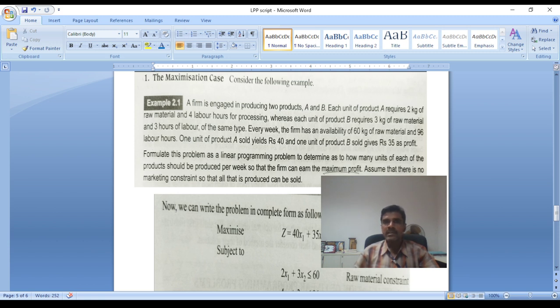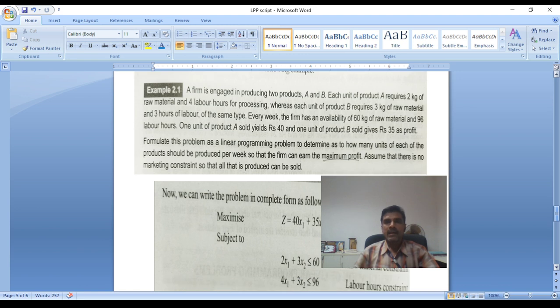Every week the firm has availability of 60 kg of raw material and 96 labor hours. So all these are constraints. Okay, 1 unit of product A yields, so note this word, yields rupees 40, and 1 unit of product B sold gives rupees 35 as profit. Which means, so this last line you can note, 1 unit of product A sold yields 40, and 1 unit of product B sold is... this one you can take as an objective function.